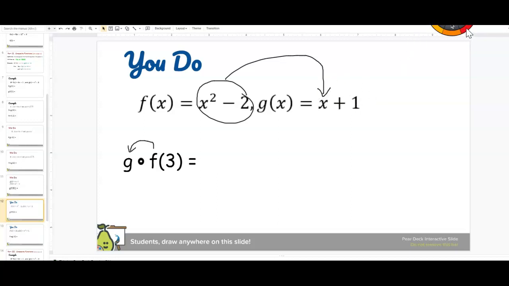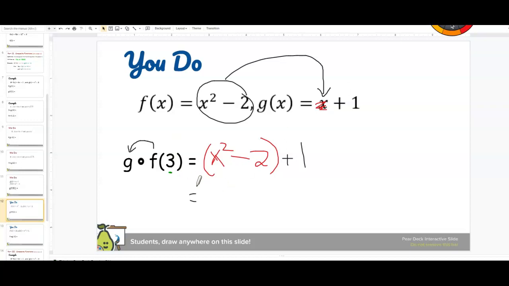So from the beginning is x. We're going to erase it and put this big guy in, which is x squared minus 2. And keep copy. Next is plus 1. And now we finished the composite part. Now you're going to do the number part. So for the number part, you're going to plug 3 into the place of x.